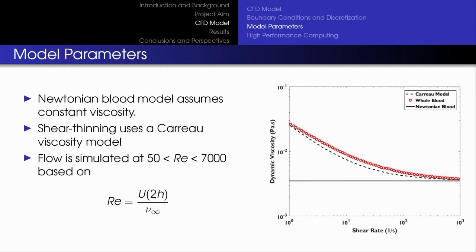We simulate flow from a Reynolds number of 50 to a Reynolds number of 7,000. It doesn't seem high for this, but it's high for biological flows. So up to 7,000, and it's based on the inlet, 2 times the inlet height.